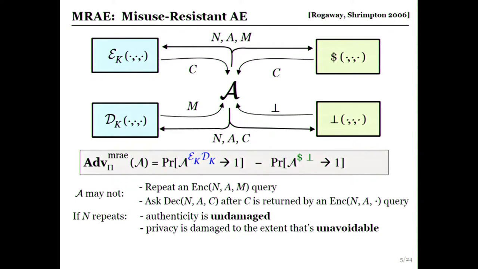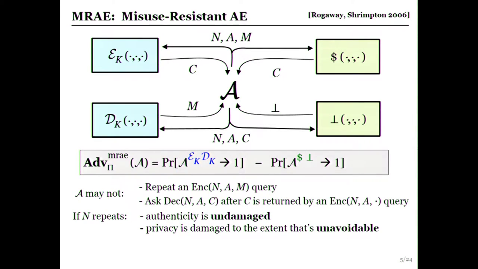You forbid the trivial ways of distinguishing these pairs of oracles. In particular, the adversary is not allowed to repeat a triple to the encryption oracle of a nonce, associated data, and a message. The adversary is allowed to repeat the nonce. That's what makes this such a strong definition. Nonce repetitions are okay, only the triple may not be repeated. And then, of course, you also have to forbid making a decryption query of N, A, C after some prior encryption query of N, A, M returned C.